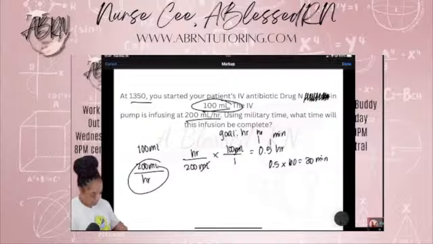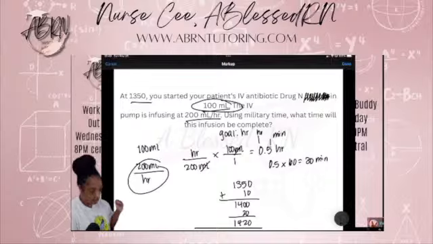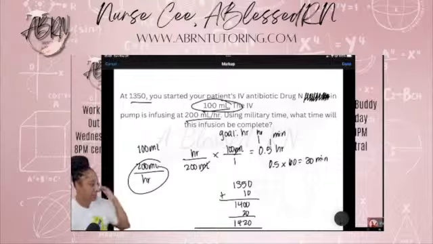So if we start at 1350 and you add 30 minutes to it, so let's add 10 minutes because that's going to take us to the next hour, right? So that's going to be 2 o'clock. And so then we got 20 more minutes left, right? Add that to your 2 o'clock. So end at 1420. Make sense? Y'all let me know if you got questions.